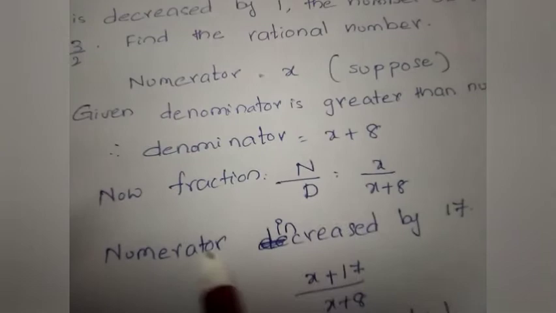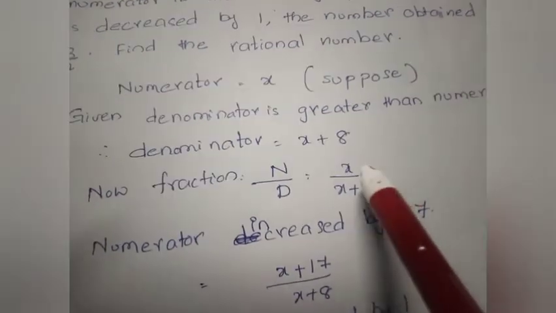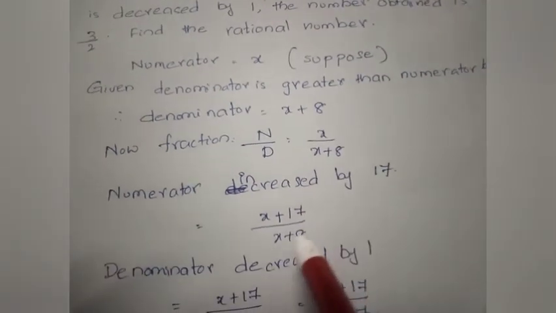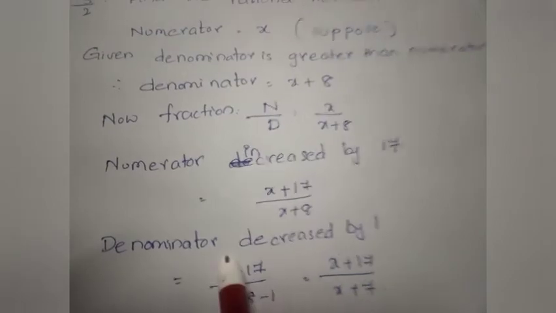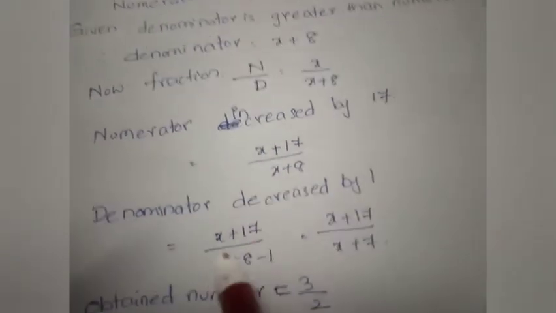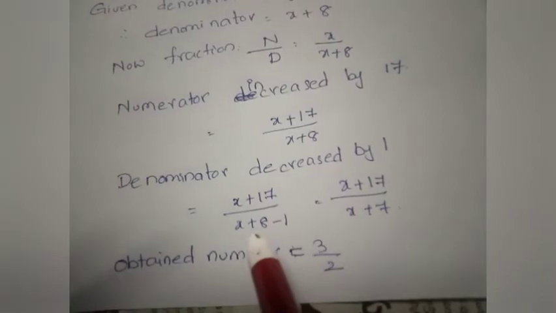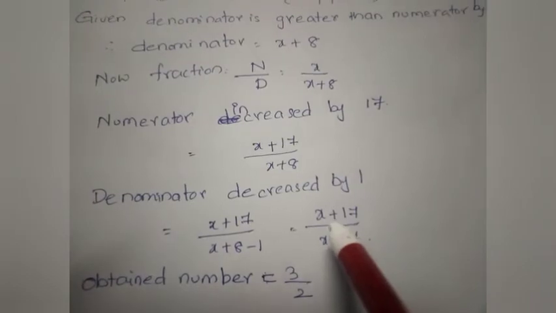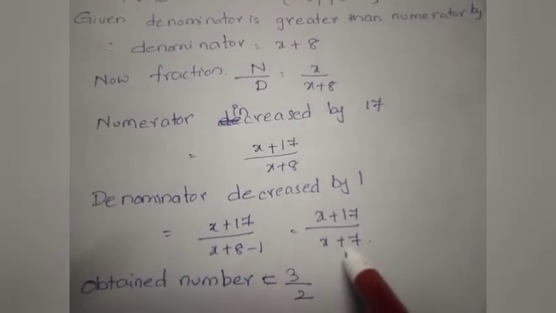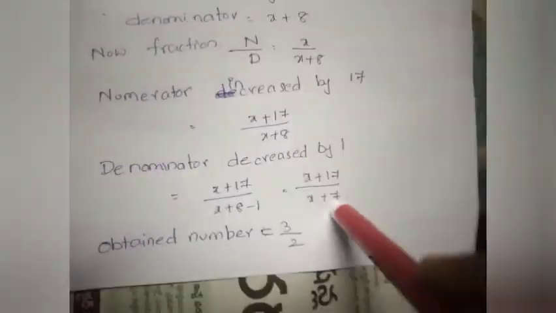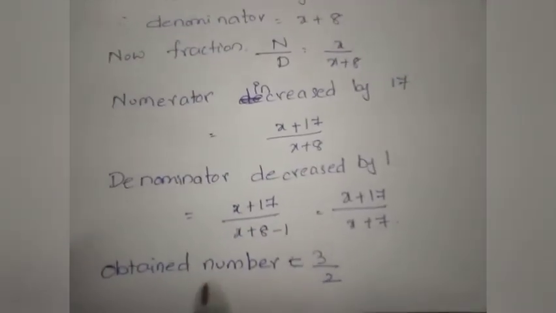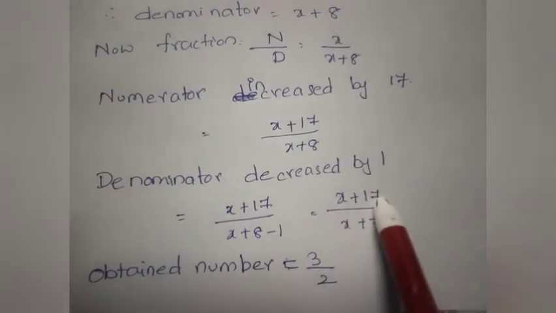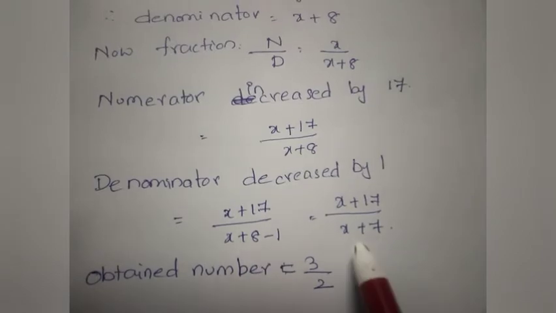Next, what have they given? The numerator is increased by 17. So I have to increase it by 17. So x plus 17 by x plus 8. Next, the denominator is decreased by 1. Decrease means minus. So x plus 17 by x plus 8 minus 1 is equal to x plus 17 by x plus 7. How did it come? x plus 17 as it is. x plus 8 means 8 minus 1 is equal to 7.